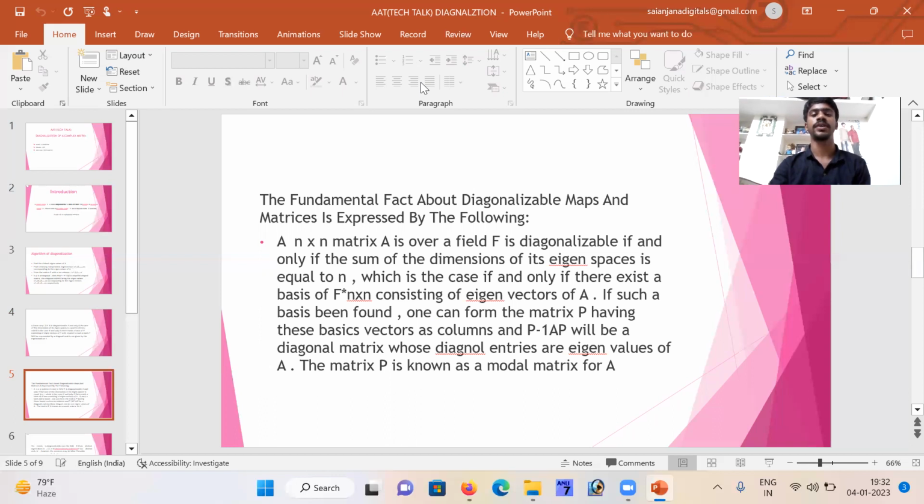If such a basis is found, one can form the matrix P having these basis vectors as columns, and P^-1 A P will be a diagonal matrix whose diagonal entries are the eigenvalues of matrix A. The matrix P is known as a modal matrix of A. Next slide.